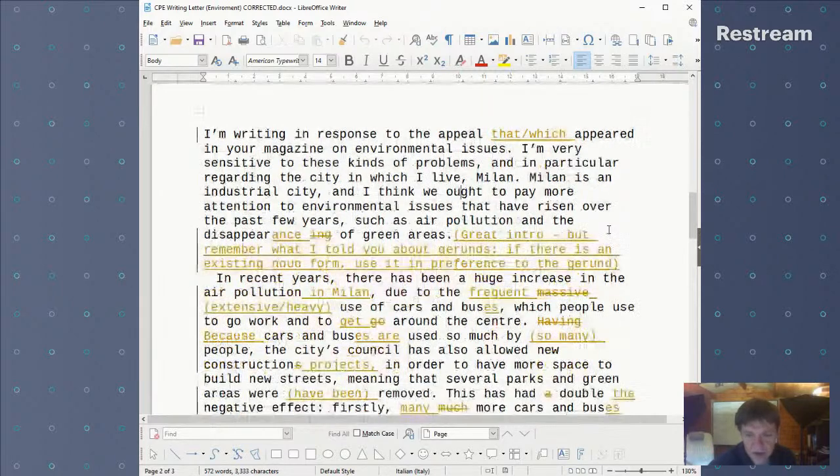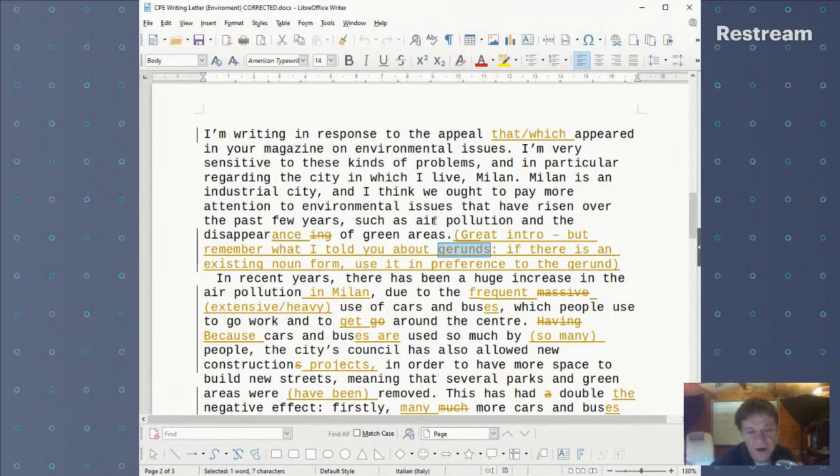Now, that's a great start. Shame you forgot the relative pronoun, because that's a really good start. But don't forget, I've mentioned this to this student before, but I want to say the same thing to everybody else. Remember, if there is a gerund, because the student used a gerund here, the disappearing of green areas.